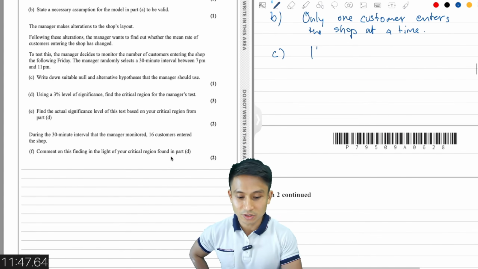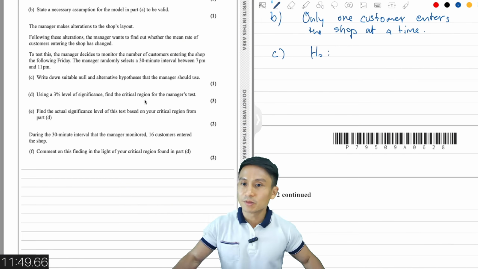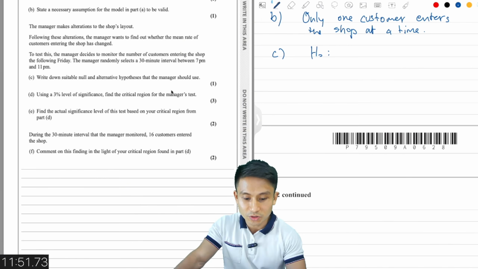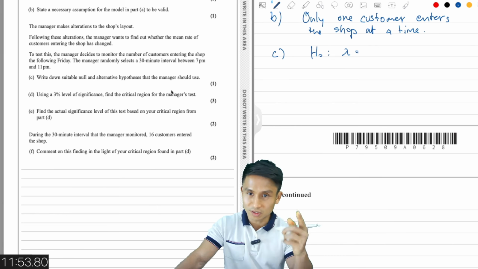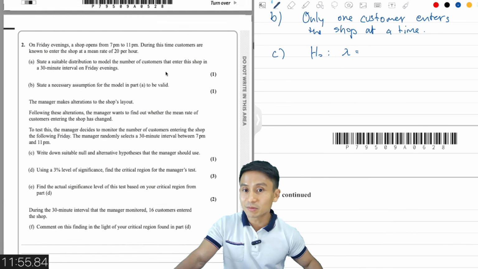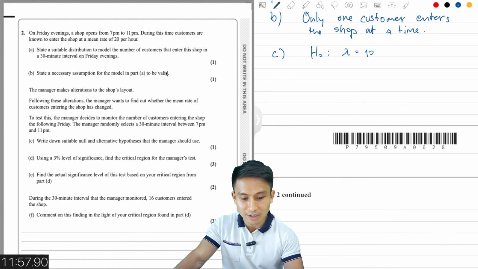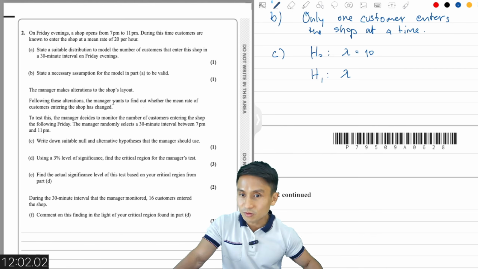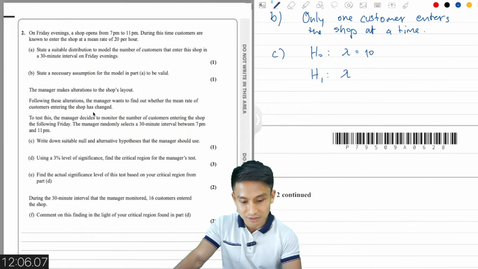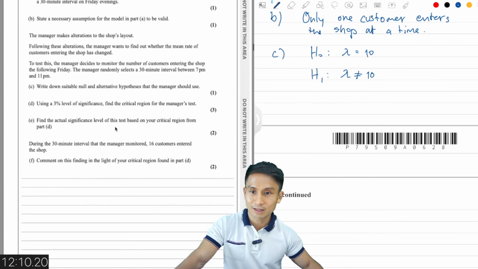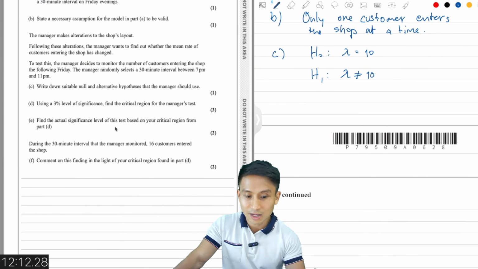Okay, so H0 would be, because this is Poisson, so we're just going to do lambda. The null should be just equal. This is a 30-minute interval, so we're just going to do 10, right? And the alternative would be lambda not equal to 10, because the manager wants to find out whether the mean has changed. So this is just a two-tailed hypothesis test. Okay, and I think I'm done with that.